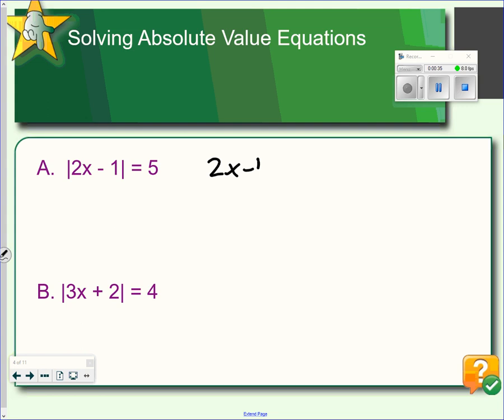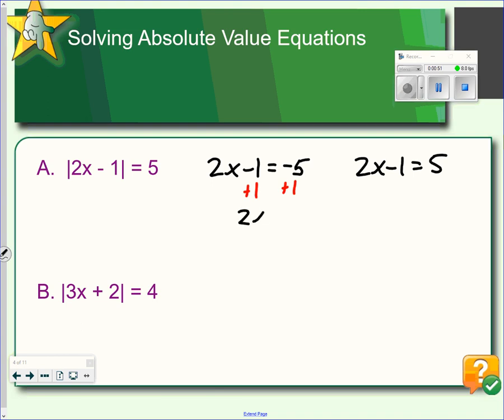We write 2x minus 1 equals negative 5. That's the solution on the left. And then we do 2x minus 1 equals positive 5. That's the solution on the right. And then we solve each of these equations.